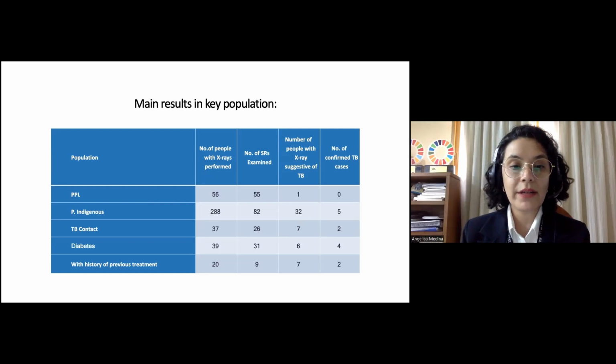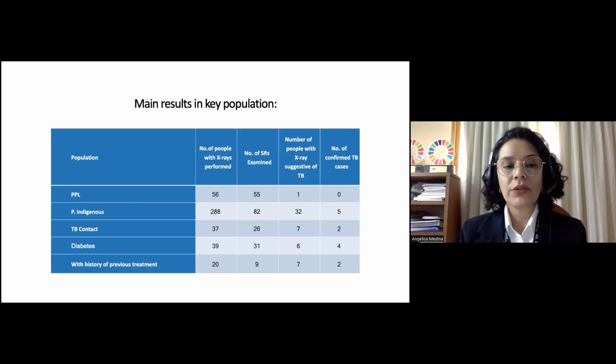If we talk about key population, we talk about the people in prison, indigenous, TB contacts, people who suffer from diabetes, and people with history of previous treatment. In indigenous people, we analyzed 82 people. Sorry, we analyzed 288 people. 82 had some type of abnormality in the X-ray, and we confirmed 5 cases. In contacts, we analyzed 37 people. 7 had no problems in the X-rays, and there were 2 confirmed TB cases.